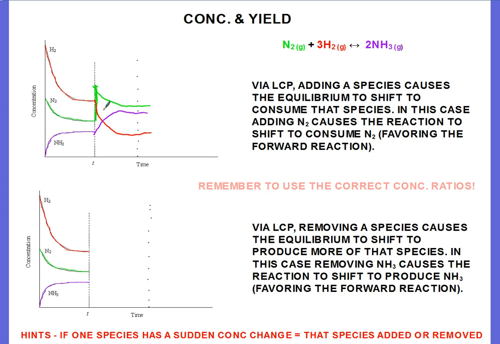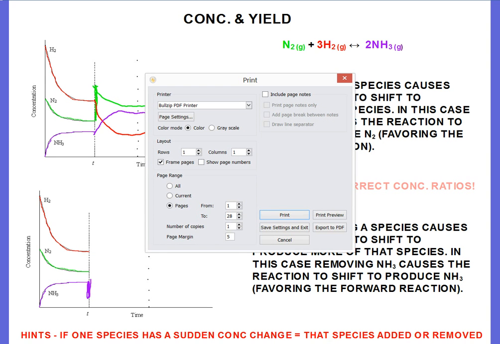On the same sort of token, via Le Chatelier's principle, if we remove a species, it's going to cause the equilibrium to shift to try and replace that species. And in this case, just like they do in the Haber process, they pump out ammonia. So we're going to represent that by showing the ammonia concentration alone dropping. So only the ammonia concentration dropped all of a sudden, which means we're only pumping out the ammonia. And because it's shifting to the right, that means the nitrogen and hydrogen are going to get consumed.